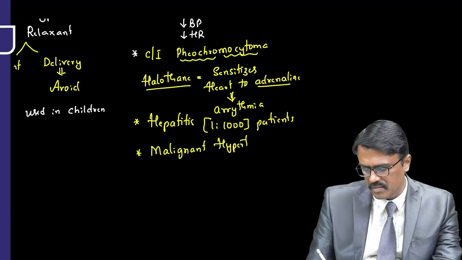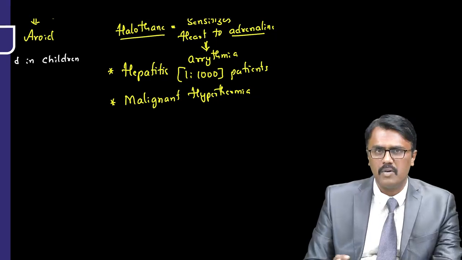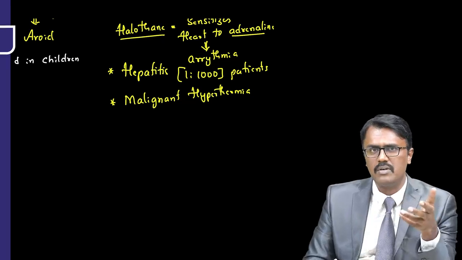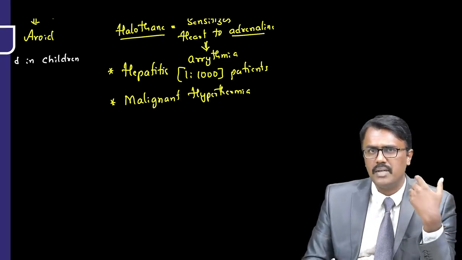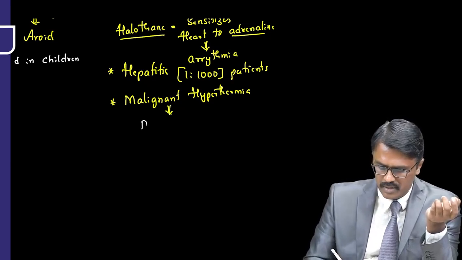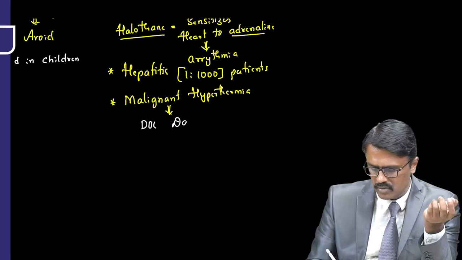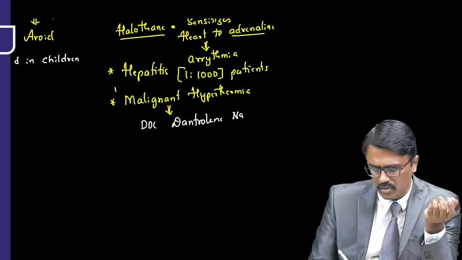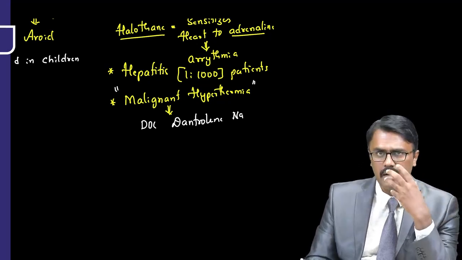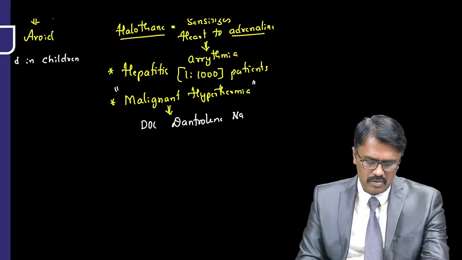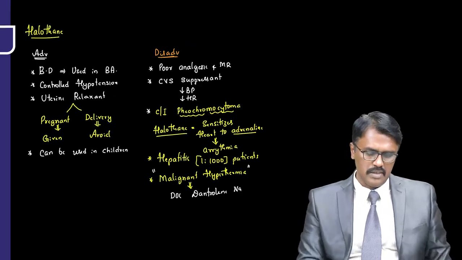So we have discussed this in pharmacogenetics. What do you mean by malignant hyperthermia? It's a pharmacogenetic condition. There is a problem with ryanodine receptor 1. The calcium is released more. The muscle will contract, temperature will go up. So what is the drug of choice for that? Drug of choice for that is dantrolene sodium. And what drugs are known to produce malignant hyperthermia? Inhaled anesthetics as well as succinylcholine can cause malignant hyperthermia. So these are the advantages and disadvantages of halothane.